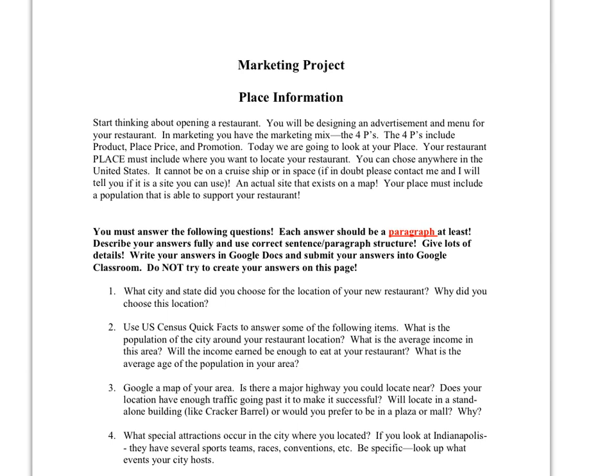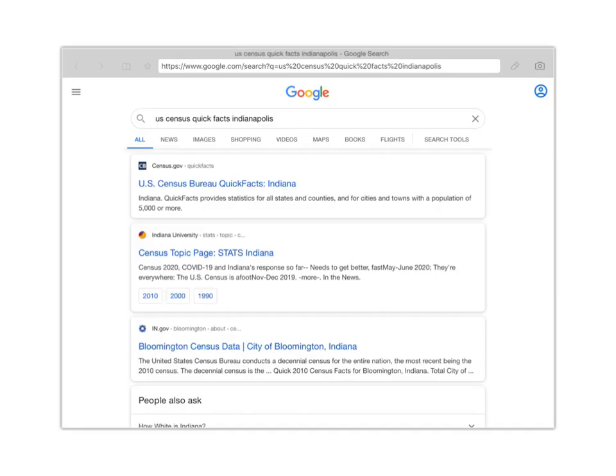So the second thing I want to show you here is for question 2, how to use the Census Quick Facts. So if we go here, you can see that I typed in U.S. Census Quick Facts, Indianapolis, because I'm going to use Indianapolis as my example. When we take a look, the very first one says U.S. Census Quick Facts, Indianapolis. I'm going to click on it and see if this is the right one. There we go.